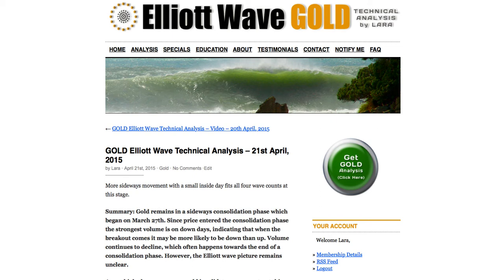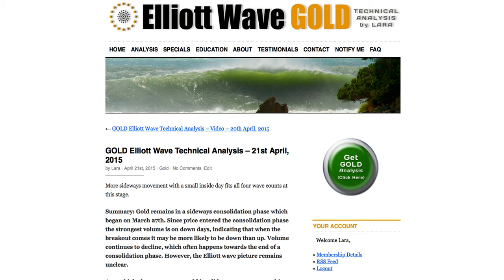Since price entered a sideways chop, it is the down days which have the strongest volume, and that's an indicator that eventually when the breakout comes it is more likely to be downward than upward. However, the Elliott wave picture remains remarkably unclear.